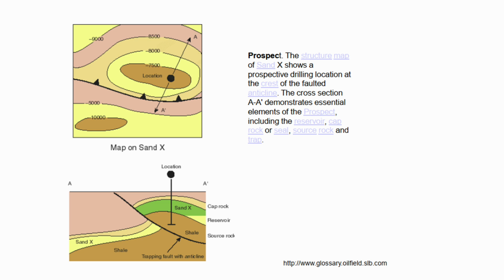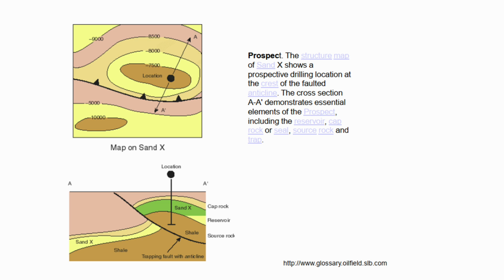Next slide. How do geologists decide where to drill for oil or gas? First, they use a structure map. This top-down view shows underground rock layers. Depth markers like 7,500 and 8,000 feet indicate elevation. The highest point in the anticline, marked as location, is the planned drilling site.